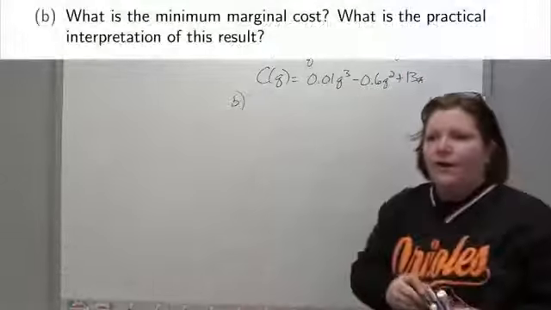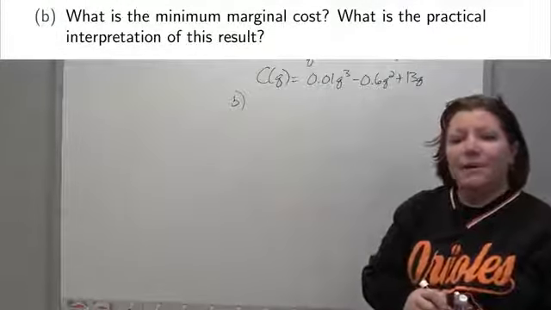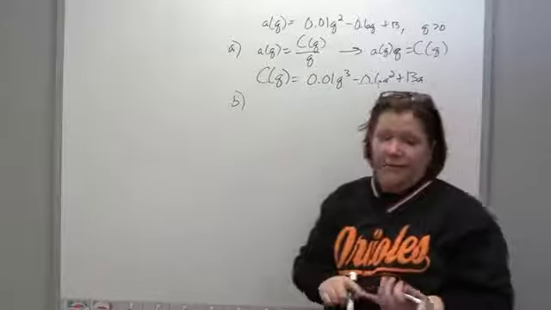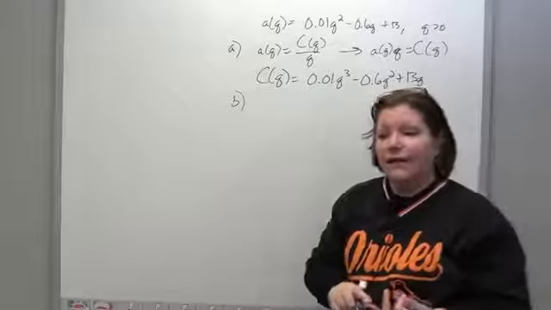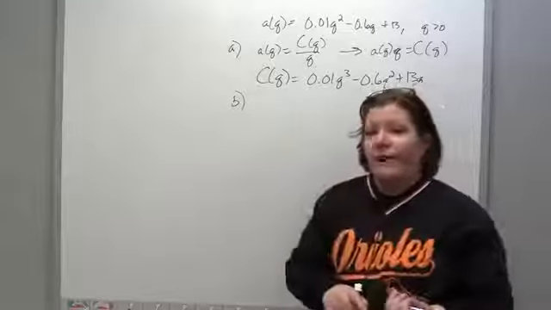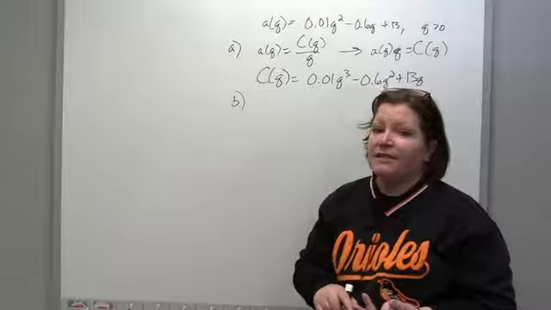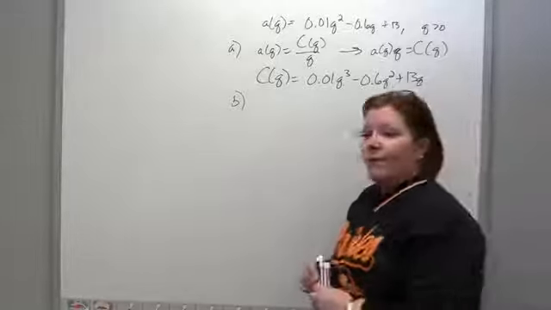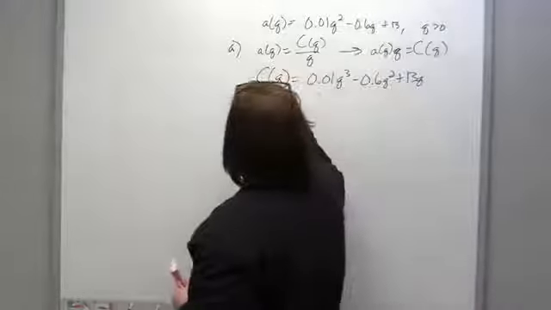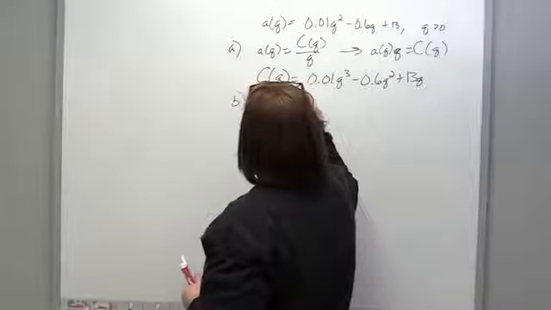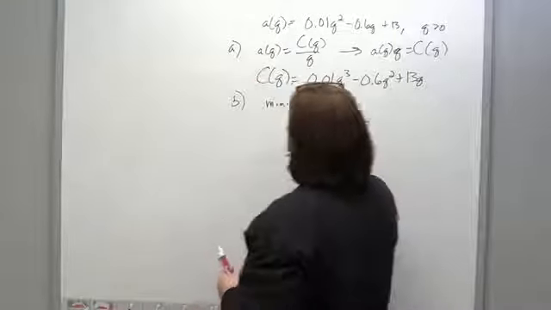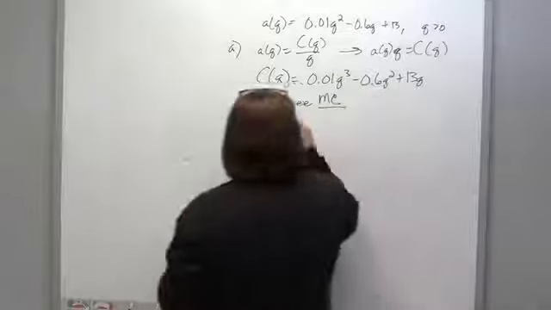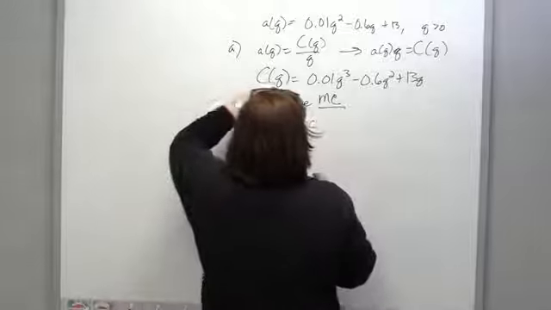For part B, we're asked to find what is the minimum marginal cost. So in this chapter, we are asked about finding maxes and mins of lots of different things. We want to minimize cost, we want to maximize profit, we might maximize revenue. We have to really be careful. We want to minimize marginal cost.